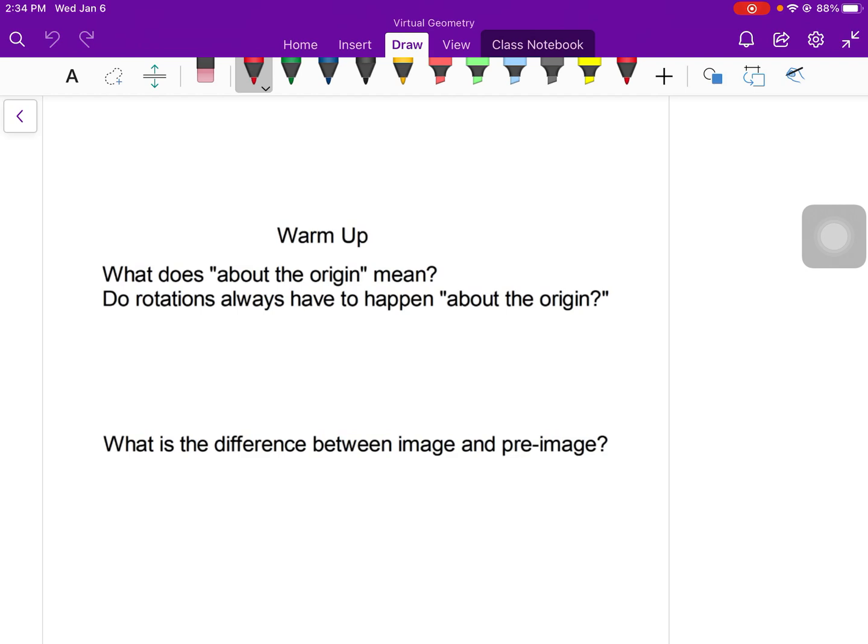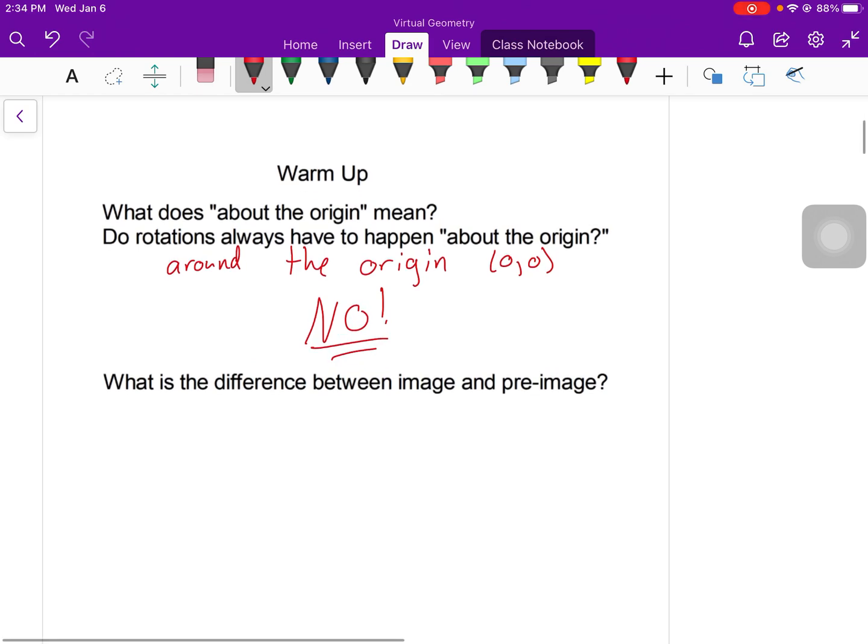So when it says about the origin, we are rotating about the origin. That just means that we are moving around the origin, which is 0, 0. So that is essentially like our pivot point, if you will. And it says, do rotations always have to happen around the origin? No, they do not. Quite often in this class they will, but they could happen around any point anywhere in existence.